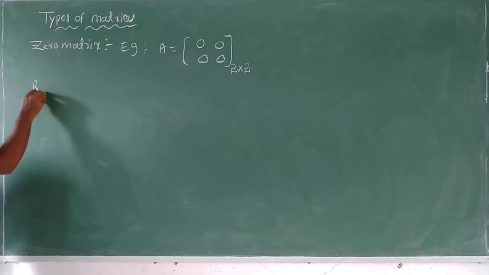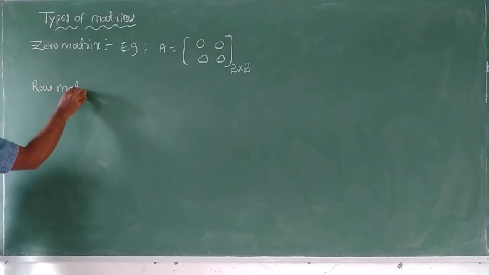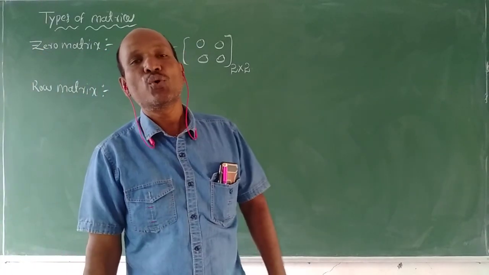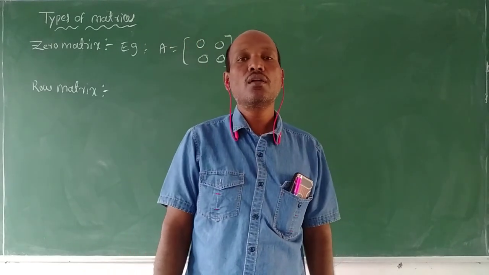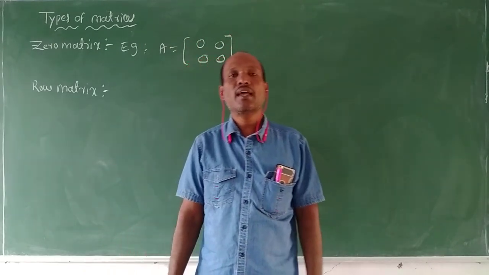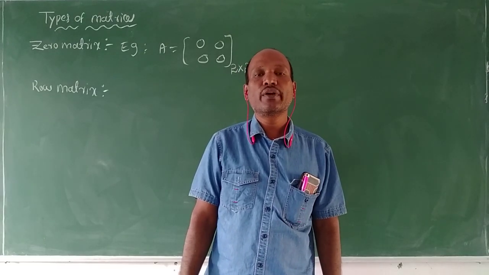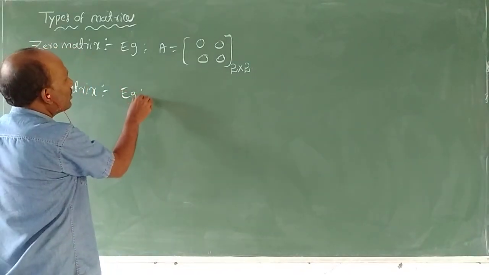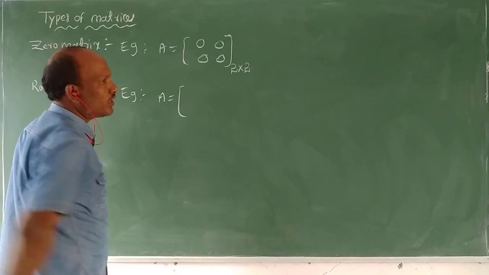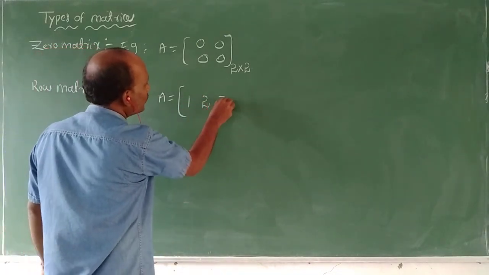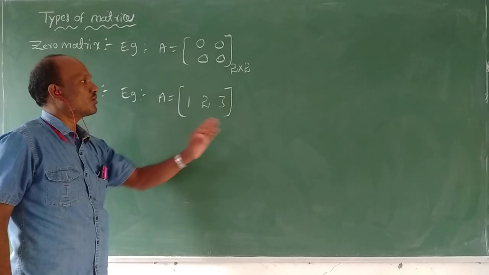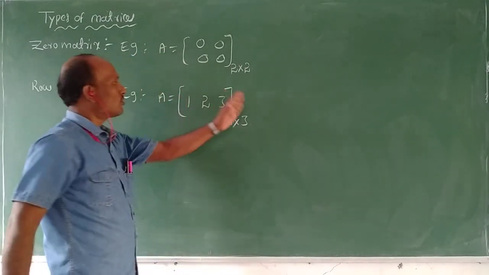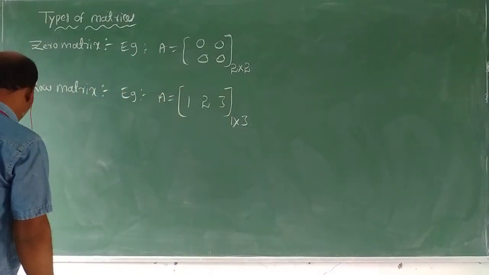Row matrix. Row matrix definition: a matrix having only one row is called row matrix. For example, capital A equal to only one row, 1, 2, 3. This is only one row. How many columns? 1, 2, 3, 3 columns. One row, 3 columns.